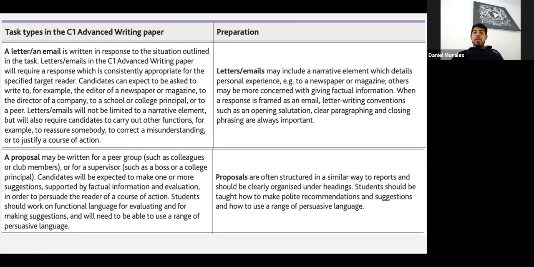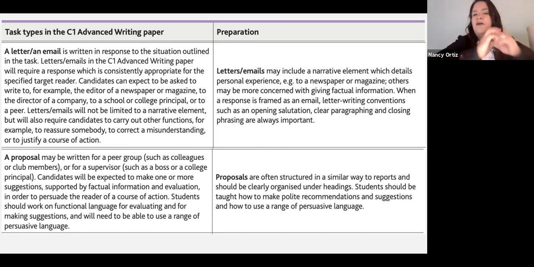Of course, letter emails may include a narrative element which details personal experience, for example, to a newspaper or magazine. Others may be more concerned with giving factual information. When a response is framed as an email, letter writing conventions such as opening salutations, clear paragraphing, and closing phrasing are always important.